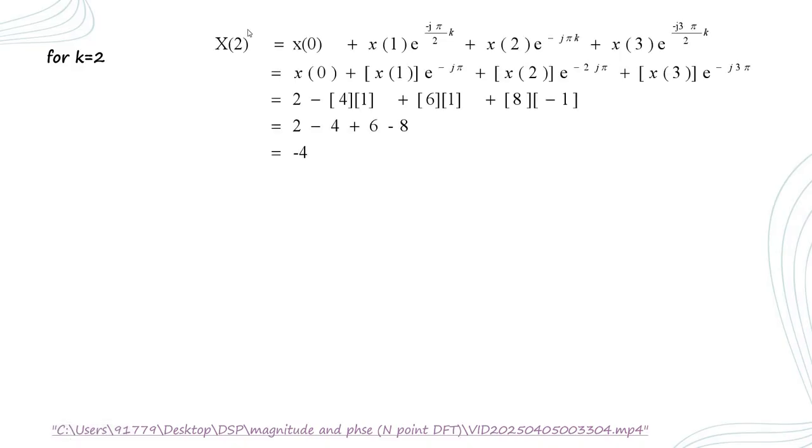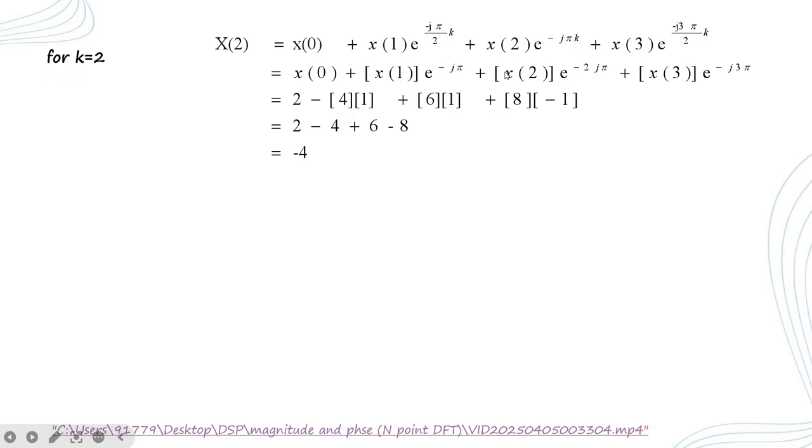Next we have for k is equal to 2. So for k is equal to 2, again you have to take the same expression, and you have to substitute k is equal to 2. x of 0 remains as it is. x of 1 into e raised to minus j pi. k is 2 now. So 2 and 2 gets cancelled.